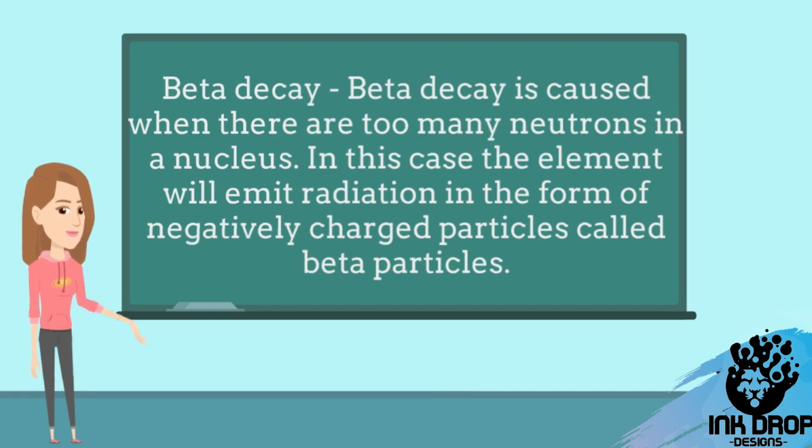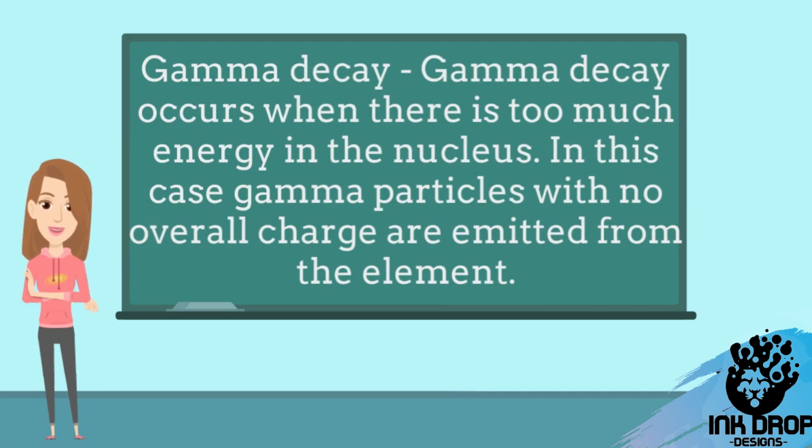Beta decay is caused when there are too many neutrons in a nucleus. In this case, the element will emit radiation in the form of negatively charged particles called beta particles. Gamma decay occurs when there is too much energy in the nucleus. In this case, gamma particles with no overall charge are emitted from the element.